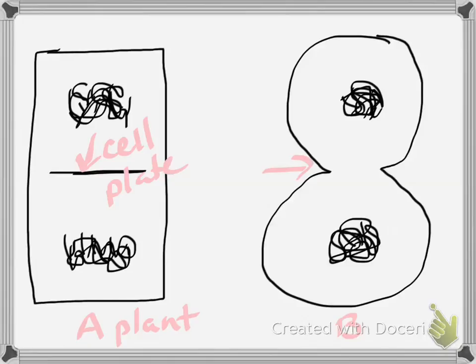And letter B is animal. And where I have the arrow? Cleavage furrow. What stage of mitosis would this be? Telophase. This would be telophase.